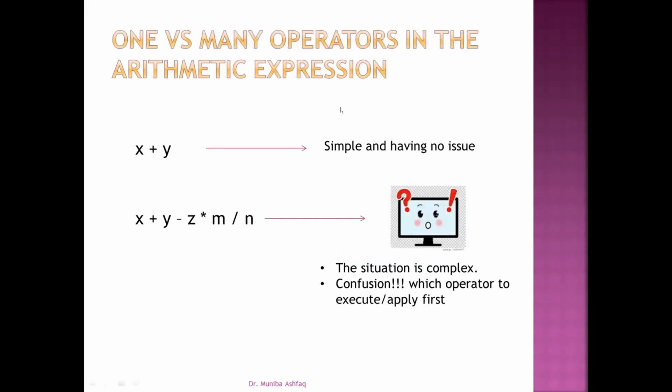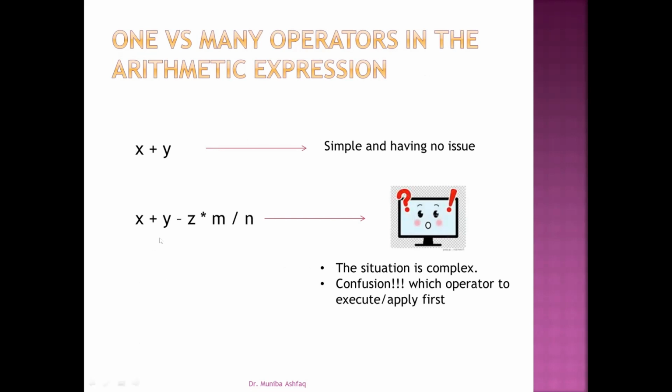One versus many operations in an arithmetic expression. You can see on the screen that we have an arithmetic expression, or a mathematical expression as well. If you write it in a C++ program, there is no confusion. This is one of the simplest arithmetic expressions containing one operator and 2 operands, and there will be no confusion in executing such a statement.